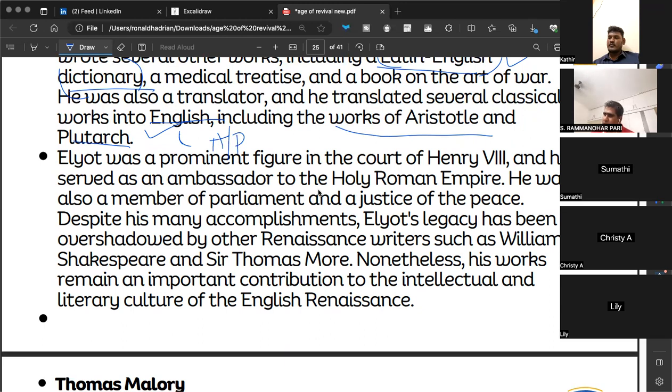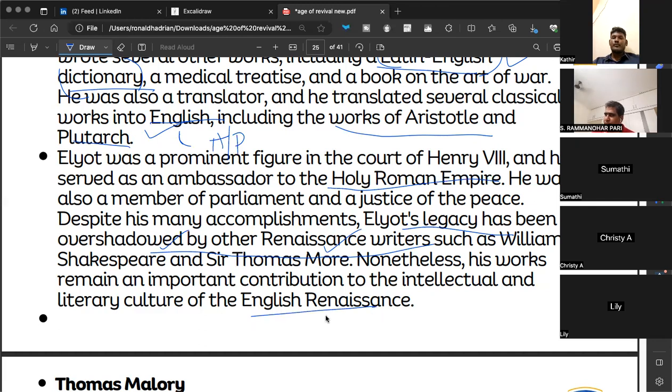Okay, Plutarch. Yes. He was an ambassador to the Holy Roman Emperor. He was a parliament member and all those things. And see here, Elyot's legacy has been overshadowed by other Renaissance writers because bigger writers came. He was just a minor writer because Shakespeare came up after this age and Thomas More came up. I mean, Thomas More was important during those times.